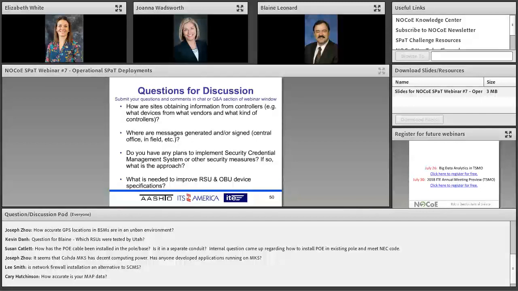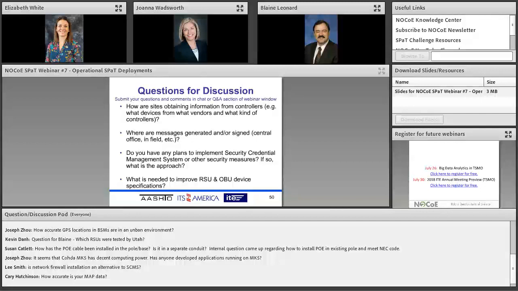So we had a few questions, both from the registration form and here, about security again. I know you talked a little bit about that. Somebody is asking if network firewall installation would be an alternative to SCMS, or if you would know of any alternative approaches that would work for the security of the network. So I'm not a security expert, but my answer to that question is no.